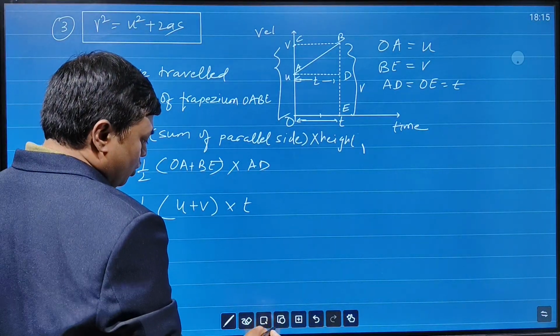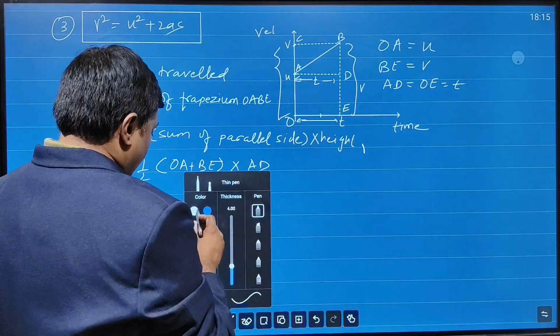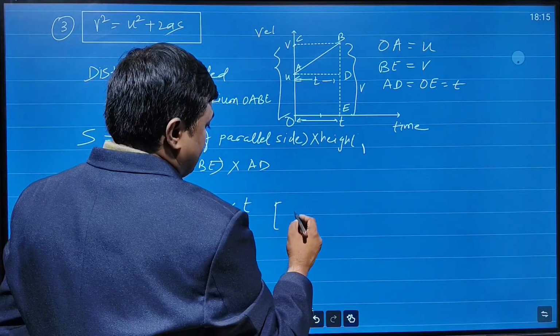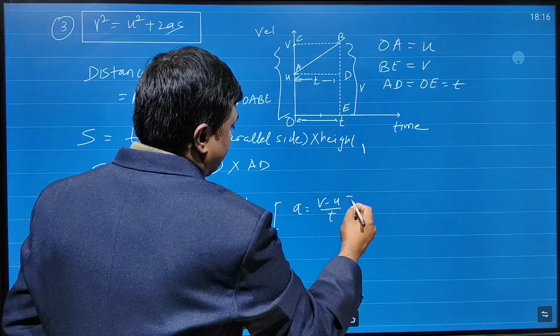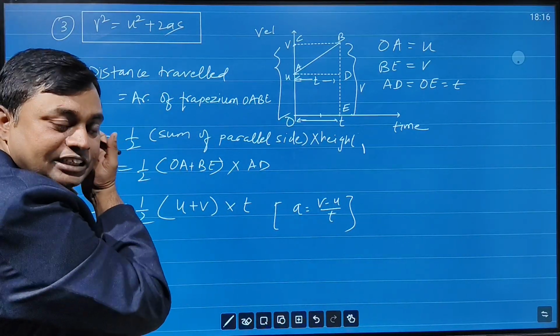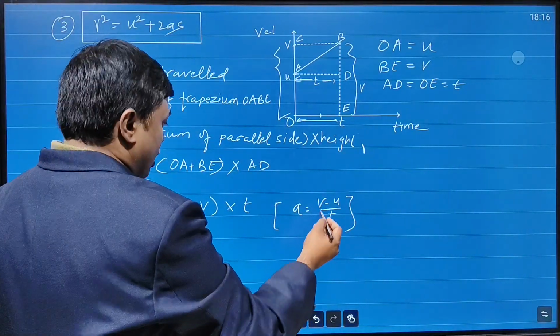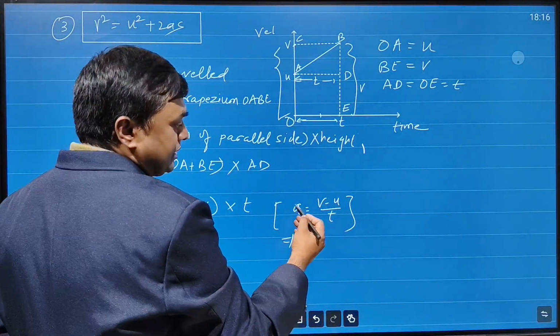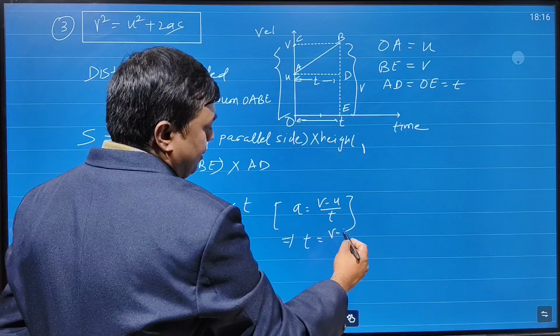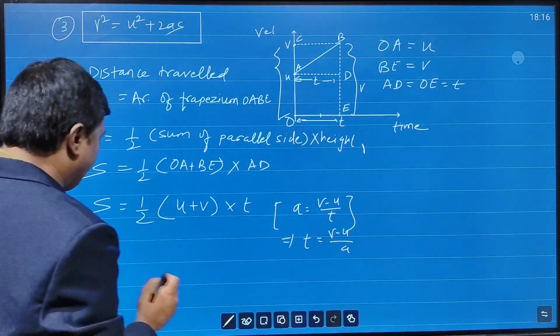Now we have learnt from the first equation, what we have learnt? A is equal to V minus U by T. That is, the acceleration is equal to V minus U by T. And now what can we write from here? T is equal to what? Cross multiply, T you move to the left hand side, A you move to the right hand side. So we can write V minus U by A. So substitute the value here.